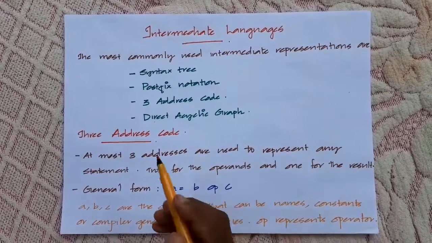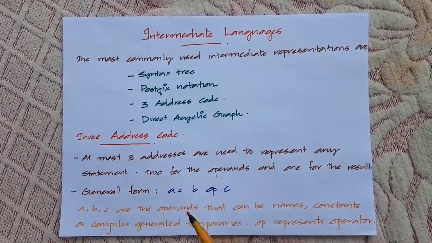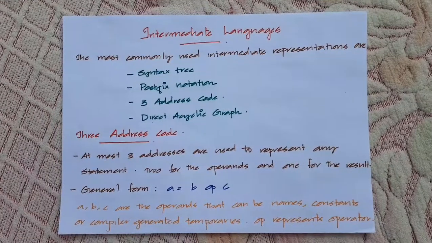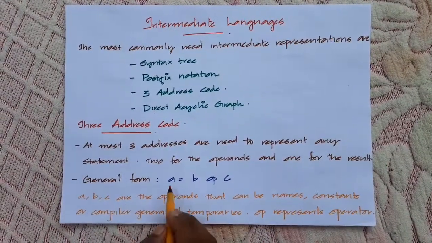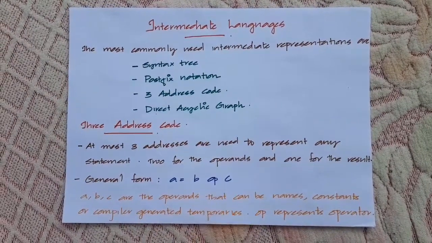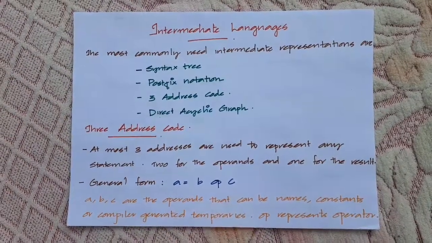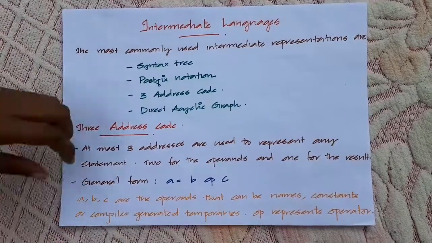As the name suggests, in three address code, at most three addresses are used to represent any statement. Suppose a statement is of the form A = B op C. Here A, B, C are the operands and op stands for operator.